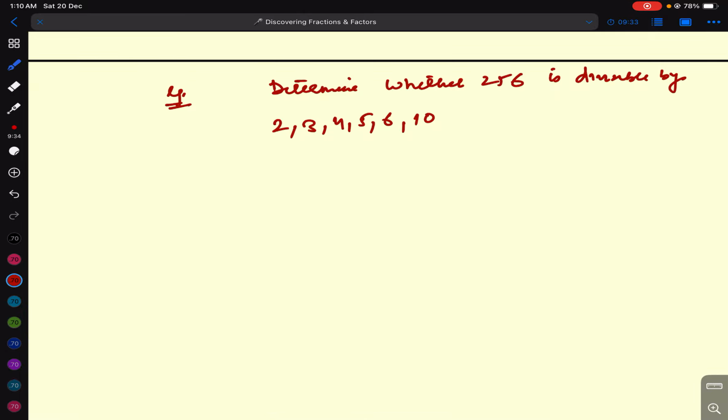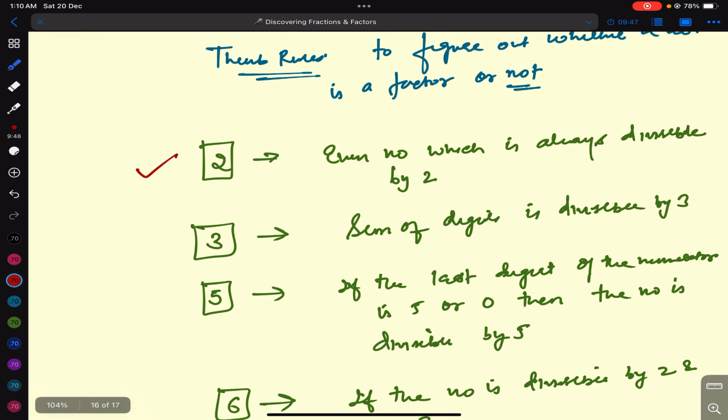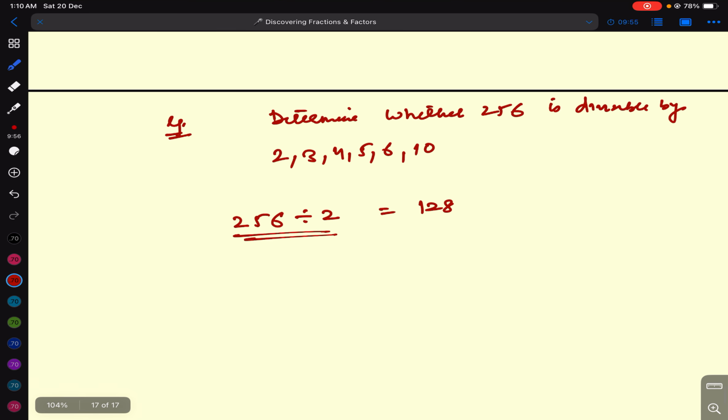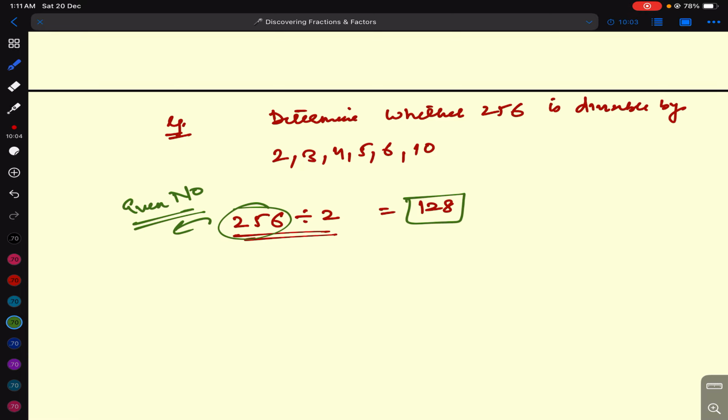We'll be applying those thumb rules that we just discussed. Okay, so when we divide 256 by 2, what do we get? We get 128, right? Now what was the rule of 2? That the even number is always divisible by 2, right? Correct. So 256 is an even number. We can say that an even number is always divisible by 2, right? So yes, this is a factor. Clear? So 2 is a factor of 256.